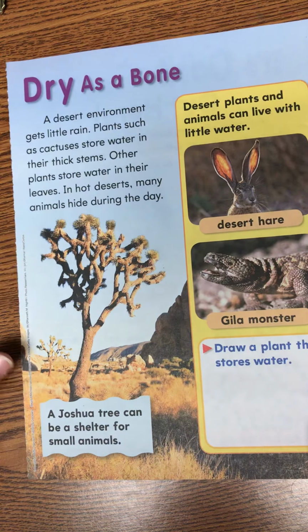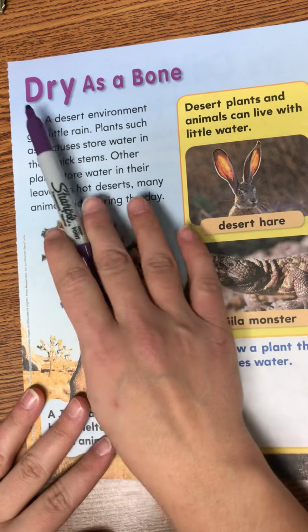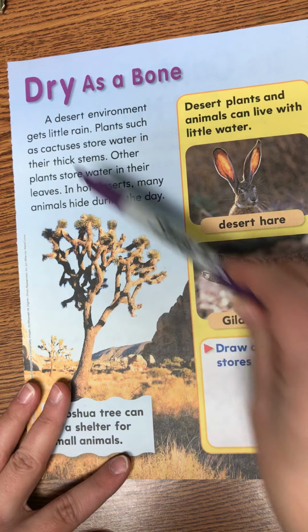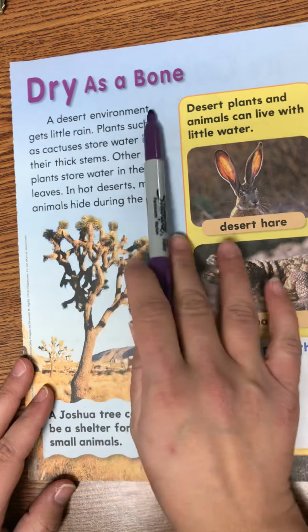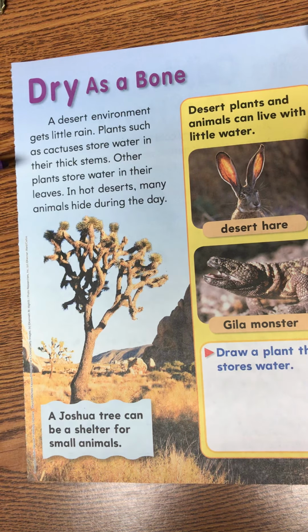All right, I can't wait to see what animals you guys drew for your rainforest. Now we're going to read dry as a bone. So I can guess looking at this picture and seeing dry as a bone, it's probably going to be a desert. A desert environment gets little rain. We were right. Plants such as cactuses store water in their thick stems. Other plants store water in their leaves. In hot deserts, many animals hide during the day.